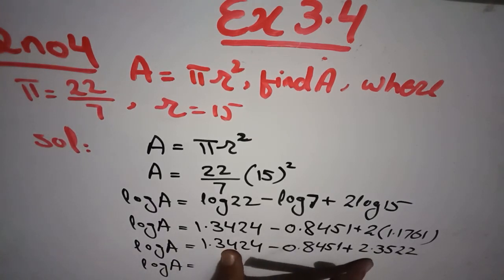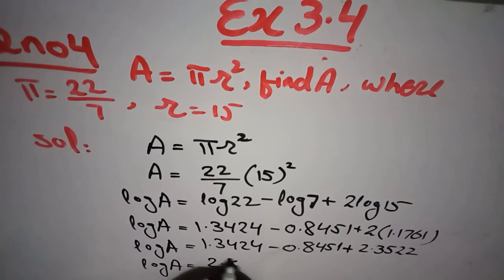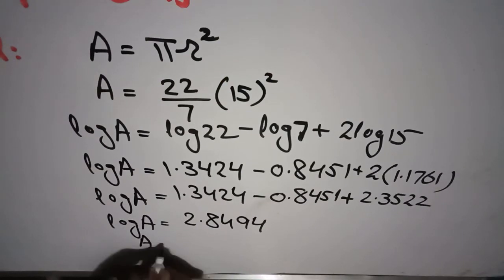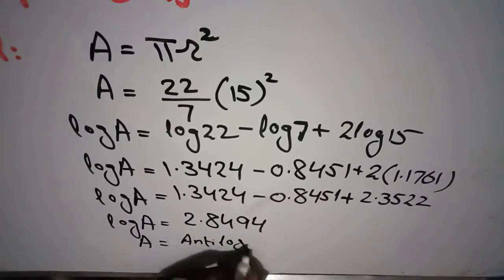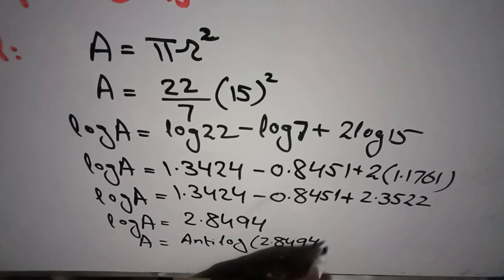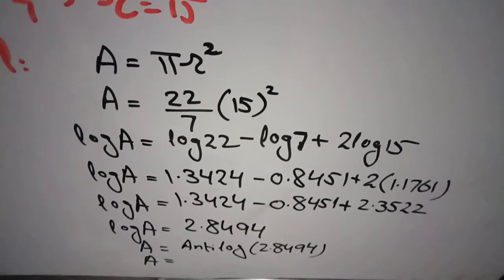When you multiply this with these values, by adding these values and then subtracting from this value, you will get 2.8494. Now take the antilog of both sides. There will remain only A, and also the antilog of 2.8494. So by this we will get the value of A is 707.1. So that is the answer of this question.